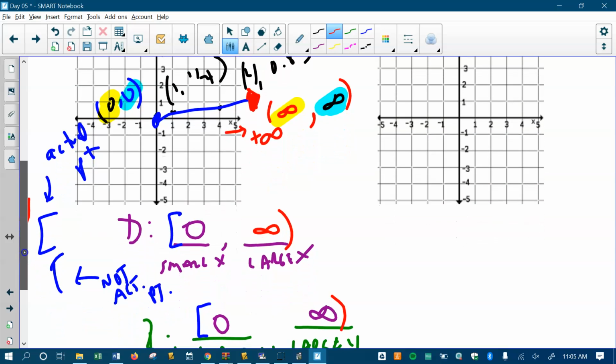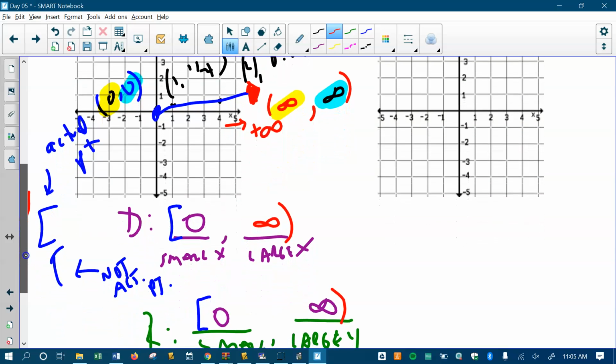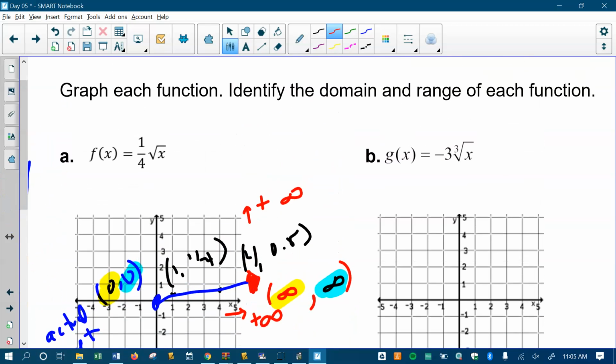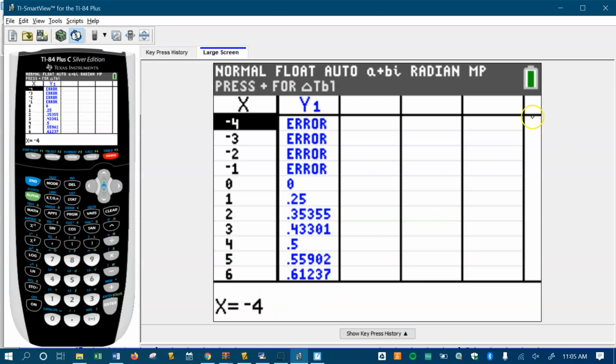Now, the domain and range will change when the graph gets moved to the left or to the right, so we'll have to be careful with that. Let's do -3 times the cube root of x. Let's go back to our calculator and graph this. Actually, I'm going to change this first: I'm going to do -3 times x to the 1/3. That way I can enter it in my calculator nice and easily.